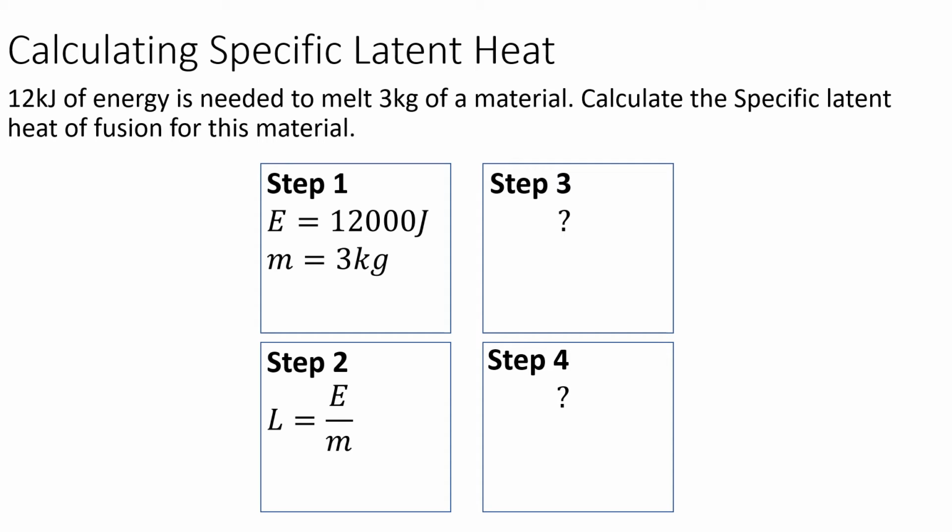"12 kilojoules of energy is needed to melt 3 kilograms of material. Calculate the specific latent heat of fusion." This time, because the energy is 12 kilojoules, we need to convert it to SI units, so it's 12,000 joules of energy. The mass is 3 kilograms. The next step is to write the equation. Step 3 is to substitute in the numbers, and 4 is to write down our answer with correct units. Copy down the two steps shown and include steps 3 and 4 yourselves.